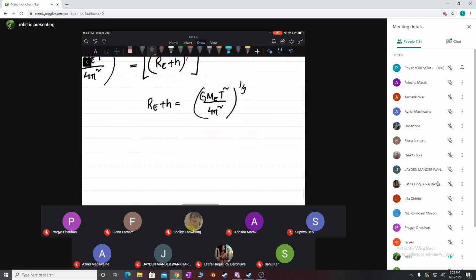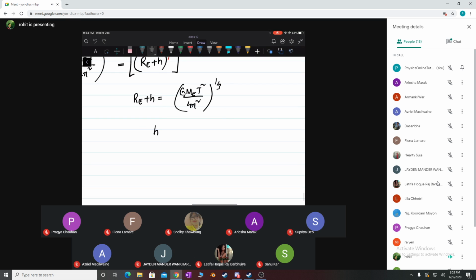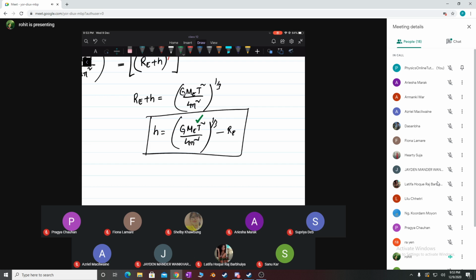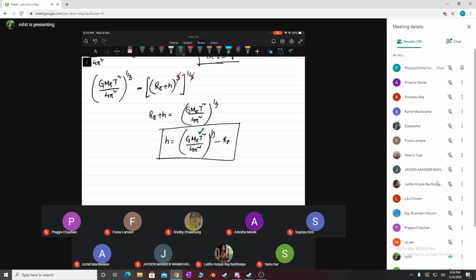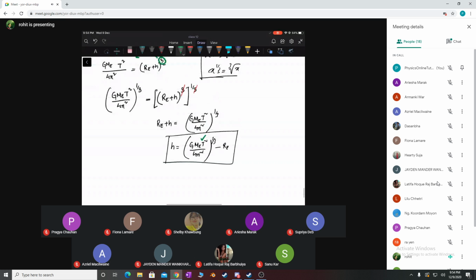Now finally, I'm going to write H. H will be equal to this thing again, (capital G M E t square by 4 pi square) whole thing to the power 1/3 minus RE. This is how you are going to calculate the height of the satellite, provided I tell you the time period of that satellite. I think you got my point. You just have to check the steps. Did I make it clear? Can I proceed, guys?